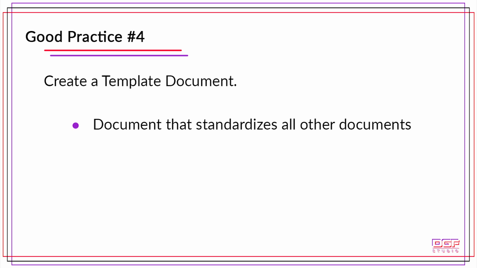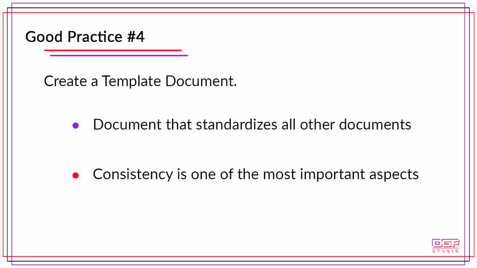Good practice number 4, create a template document. This is the document that standardizes how every other document in the project will be formatted. It offers a matrix for every other doc in the project. Always remember, consistency is one of the most important aspects of every documentation project, so a template comes in really handy. This also helps towards the identity of the project, so it has bonus points.